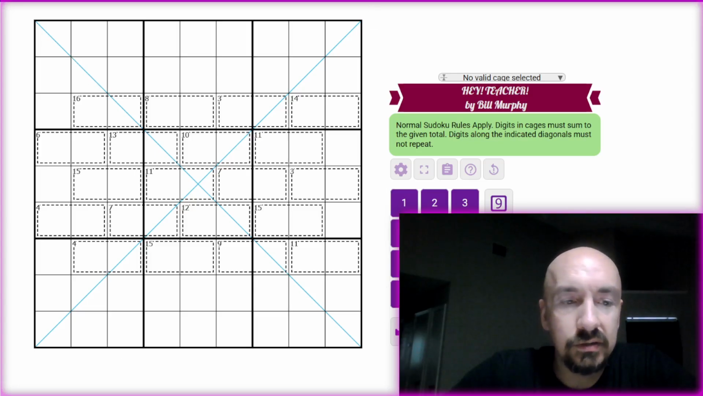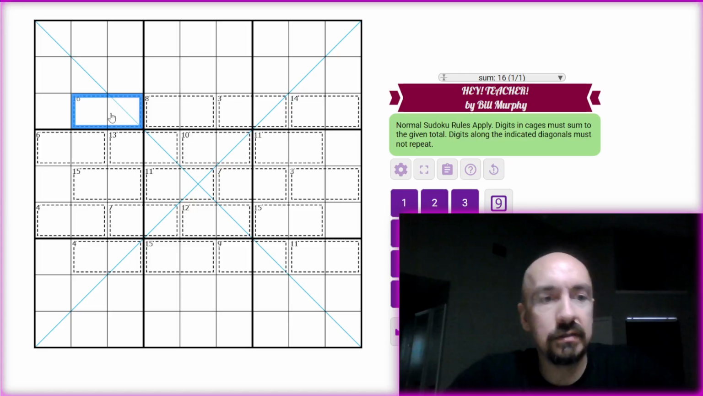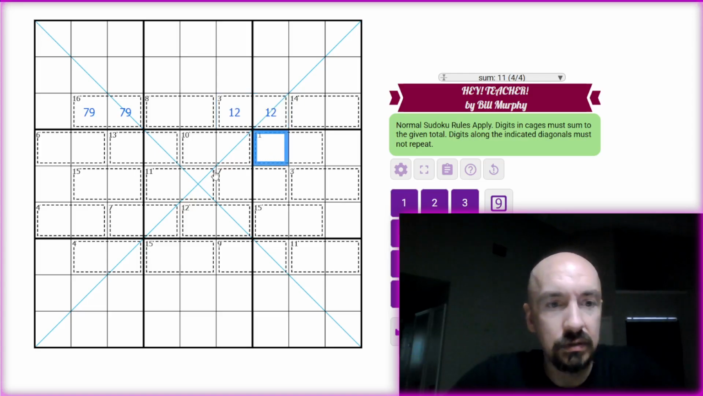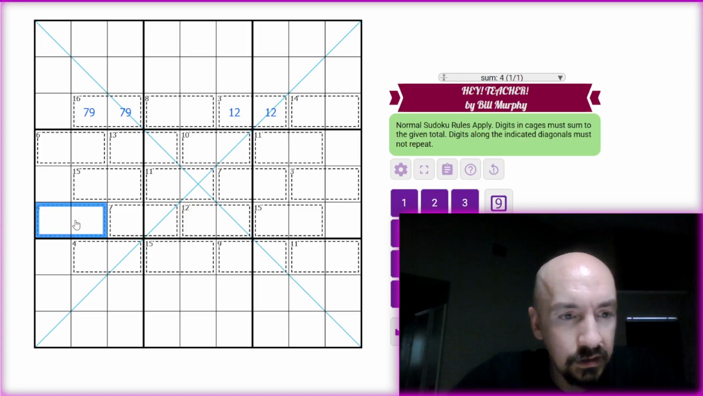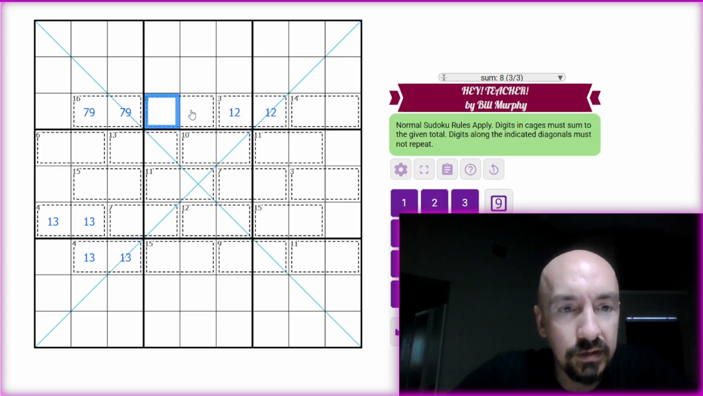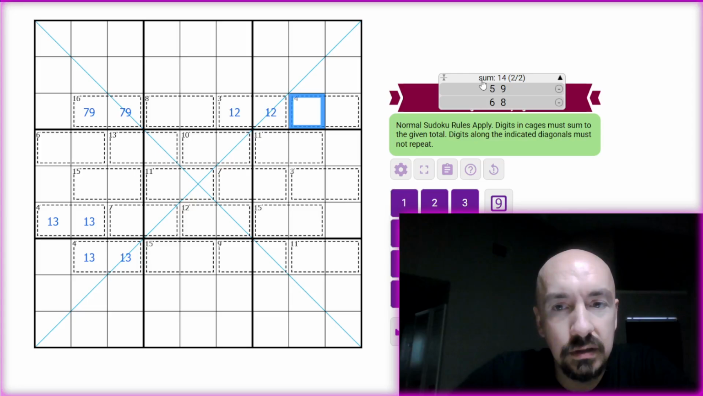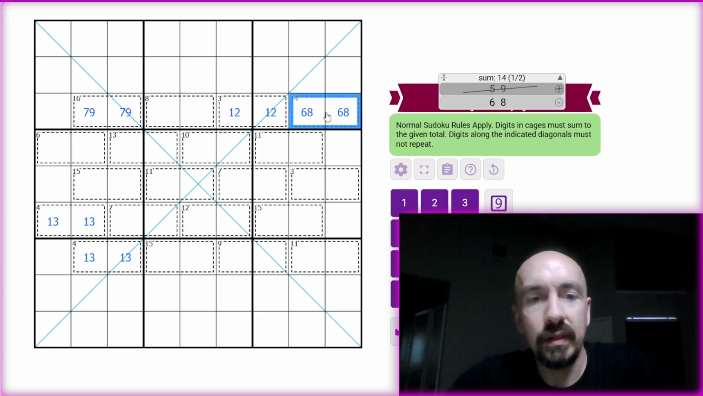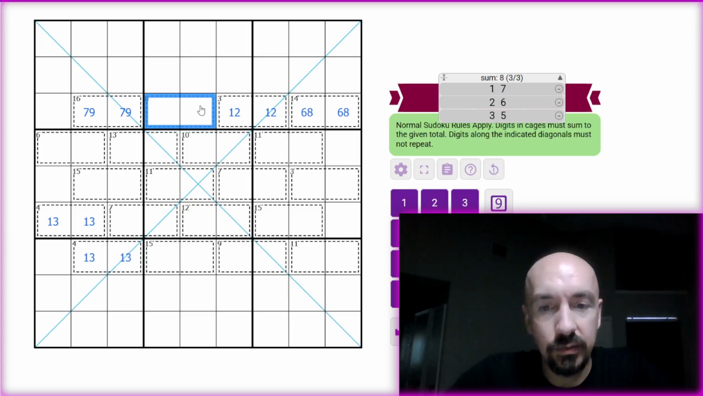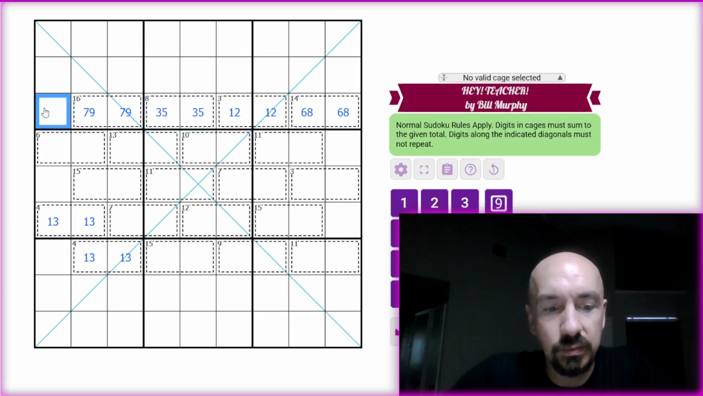There's the diagonals, there's the cages. All right, so this is going to be a 7, 9. That's the only option. So that's a 1, 2, only option. This is a 1, 3, 1, 3. Again, only options. Okay, so this could be 5, 3. This cannot be a 5, 9, so this has to be a 6, 8. So then this is going to be 5, 3. And then this will be a 4.